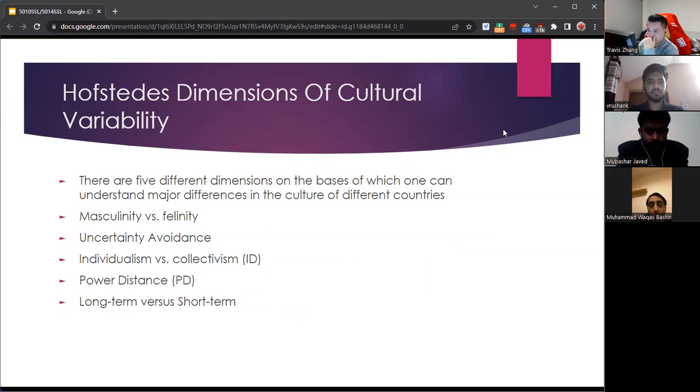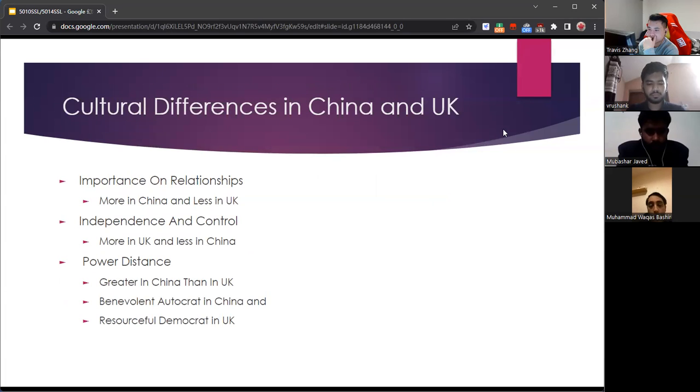Secondly, there are five different dimensions on the basis of which one can understand major differences in the cultures of different countries. The first one is masculinity versus femininity. The second one is uncertainty avoidance. The third one is individualism versus collectivism. The fourth one is power distance. And the last one is long term versus short term. Next slide, please. The second thing, which is very important here, is the importance of relationships among the countries.